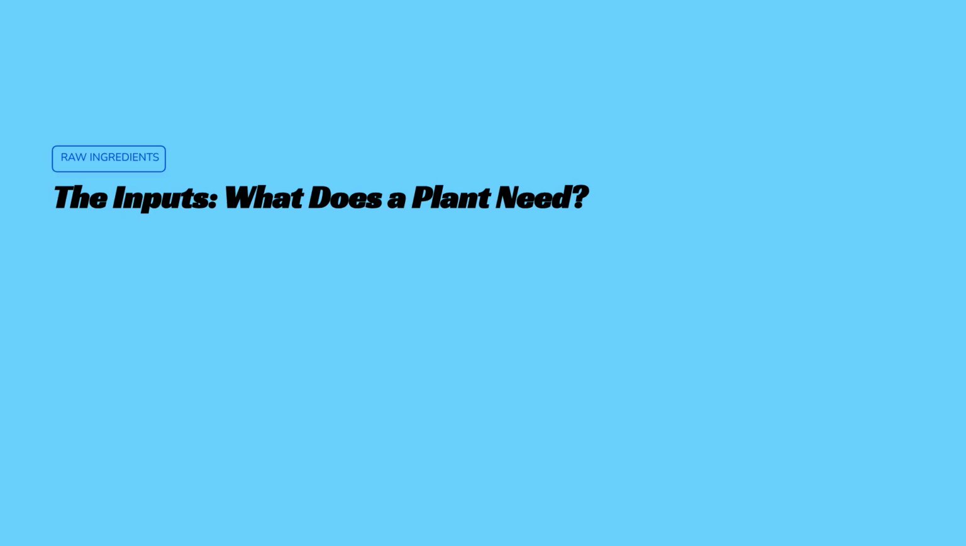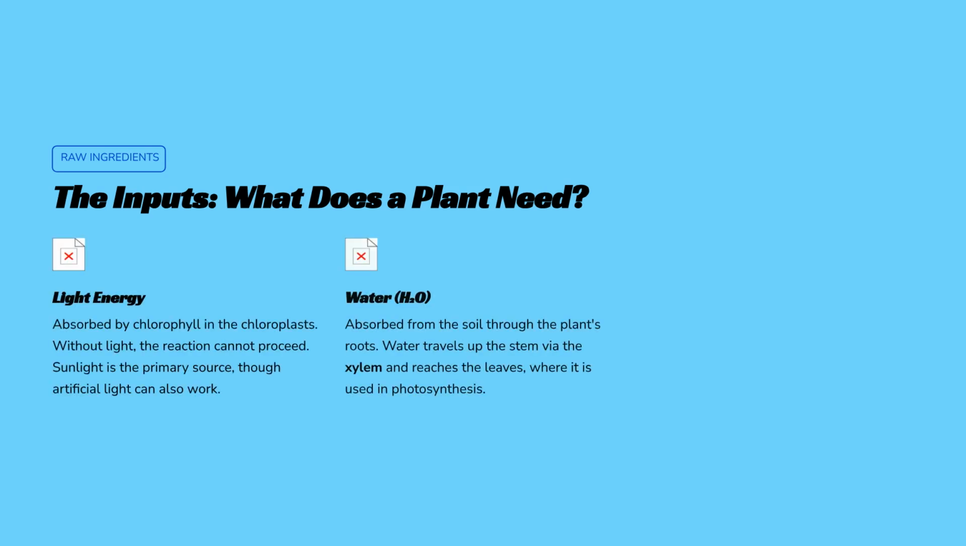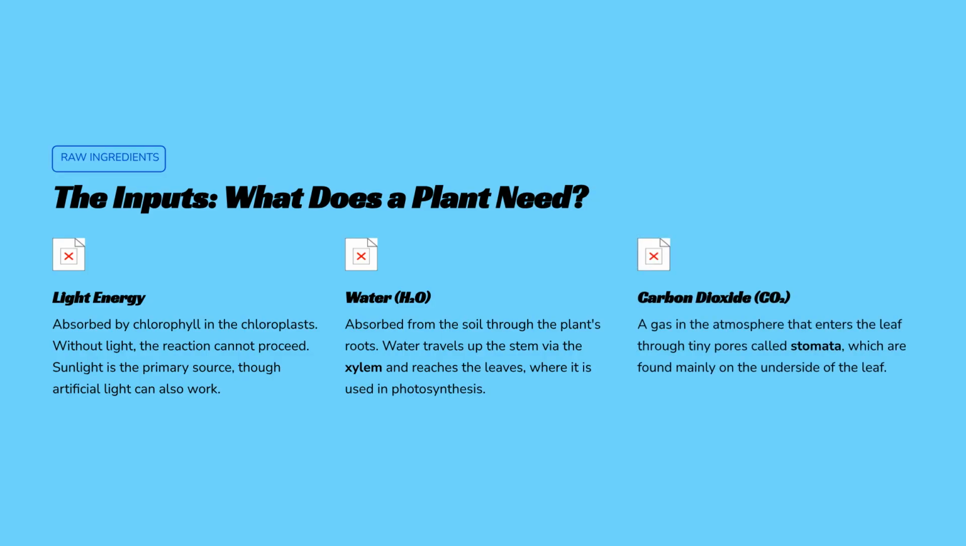The raw ingredients or inputs for photosynthesis are light energy, water, and carbon dioxide. Light energy is absorbed by chlorophyll. Water is absorbed by the roots and transported via the xylem. Carbon dioxide enters the leaf through stomata.